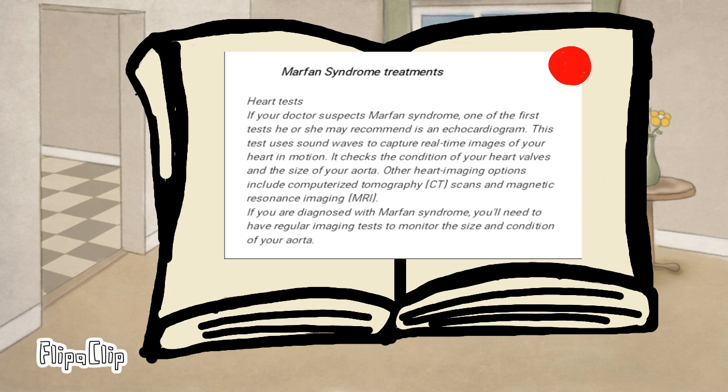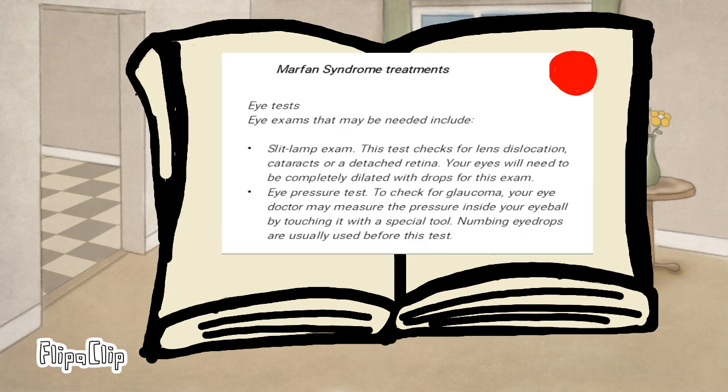If you are diagnosed with Marfan syndrome, you will need to have regular imaging tests to monitor the size and condition of your aorta. Eye tests. Eye exams that may be needed include a slit lamp exam. The test checks for lens dislocation, cataracts, or detached retina. Your eyes will need to be completely dilated with drops for this exam.